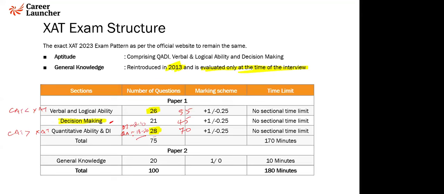Okay. General knowledge is the second part of the paper. 20 questions to be done in 10 minutes. I'm sorry, my mistake. And as I said, it is not evaluated for percentile at the time of taking the interview. For your interview shortlisting, GK is not evaluated at all. There are a couple of questions.